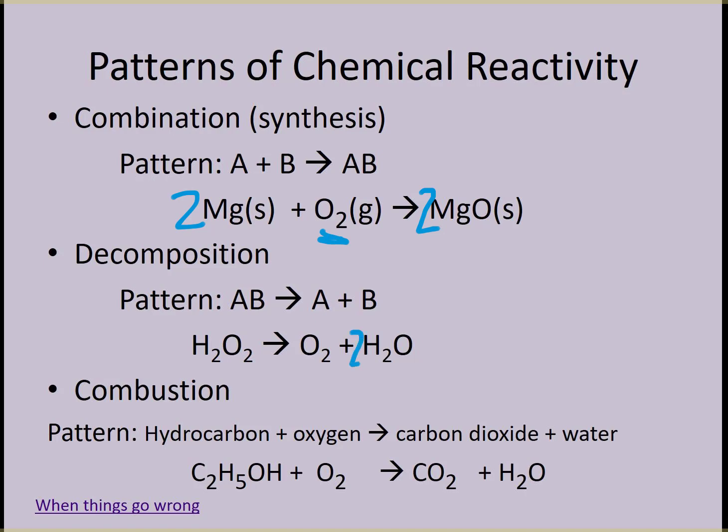So I'm going to put a 2 here just to even up my oxygens. Sometimes making them an even number makes it easier to balance. So I have 4 oxygens on this side, and so I'm going to put a 2 in front there. And so that gives me 4 oxygens here, and I have 4 hydrogens on each side also.